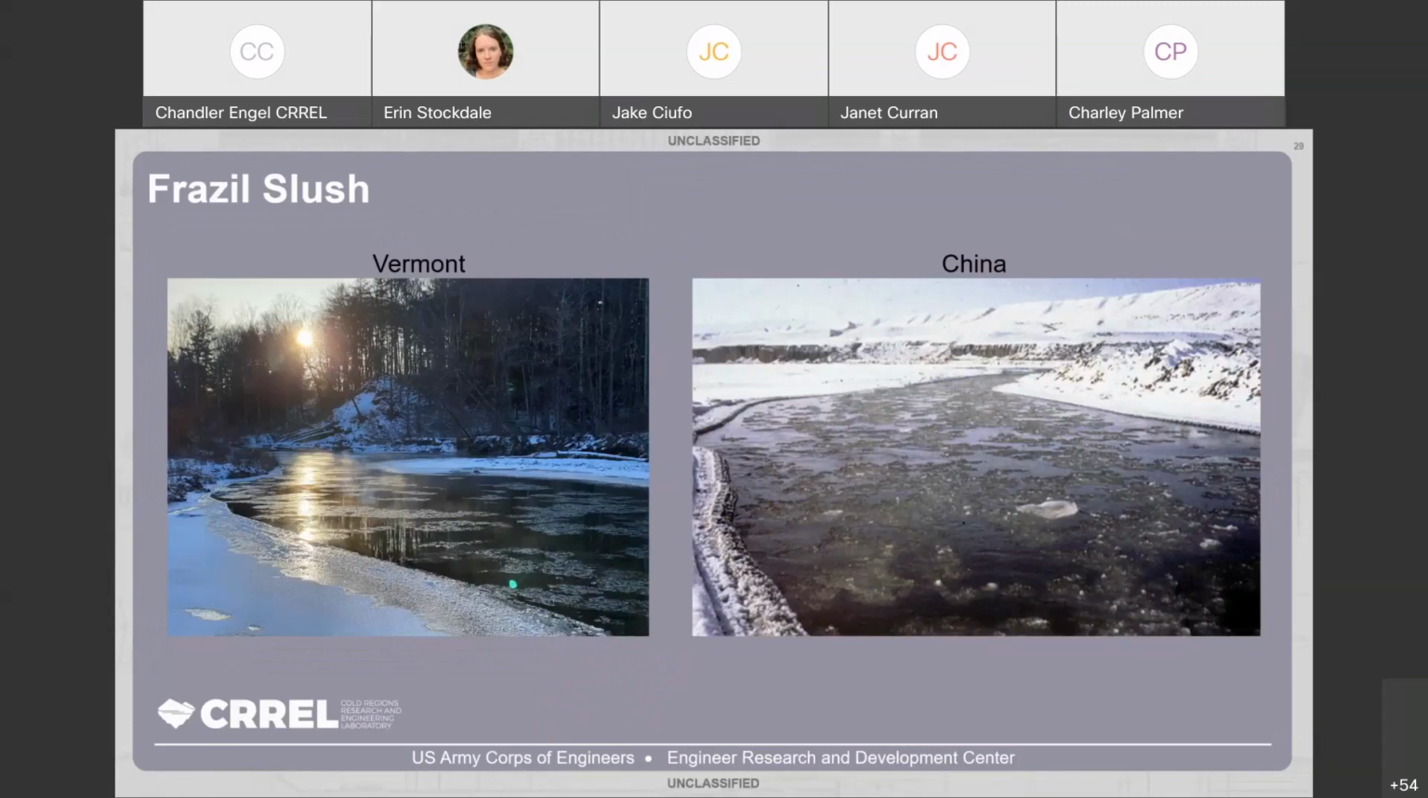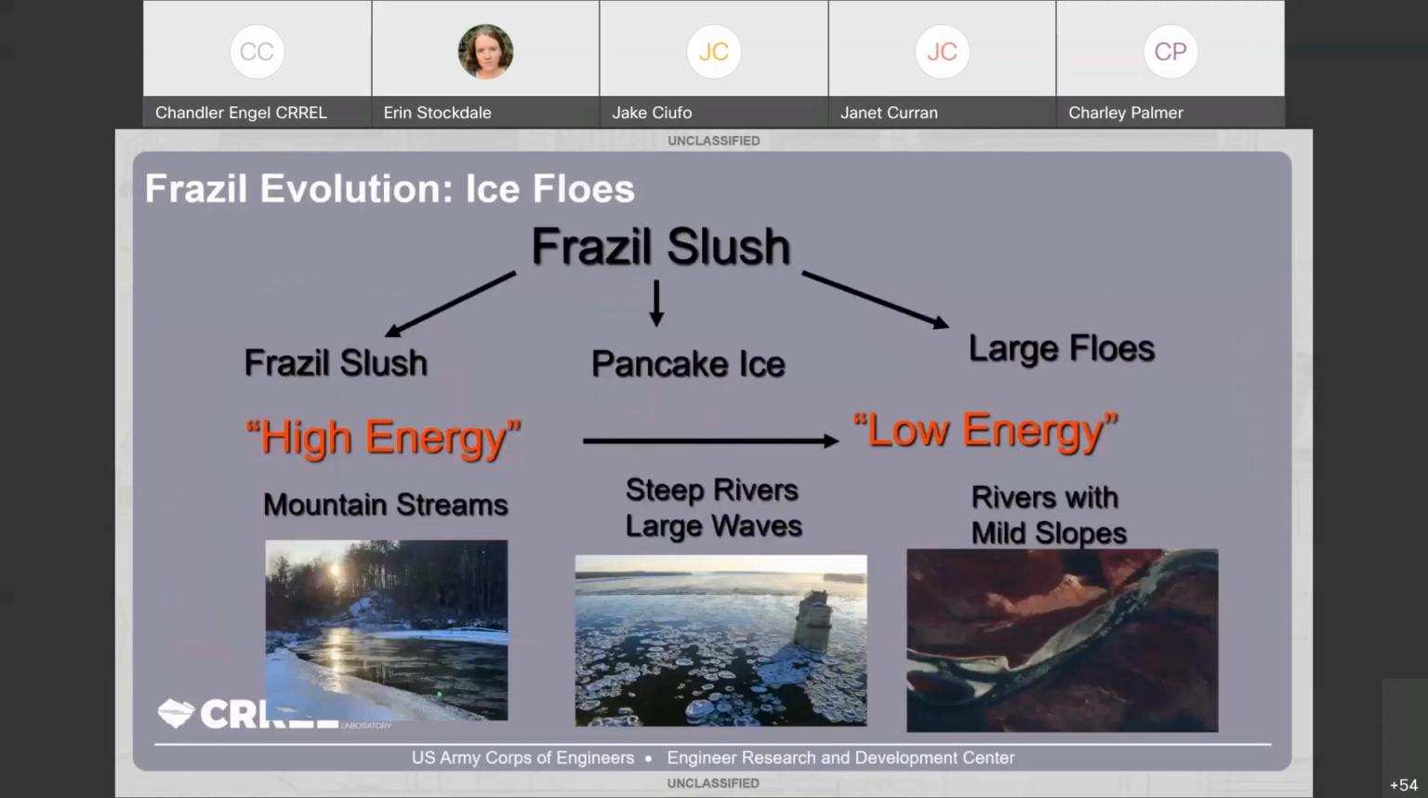So this kind of manifests as what we call Frazil slush, and these are just a couple examples that should be pretty familiar to anybody who's looked at rivers, particularly on very frigid days. These are flocks of ice that are loosely connected, and if you reached in and scooped them out, it'd have a coarse, granular structure, kind of look like slush. So these are just some examples of a stream in Vermont and a stream in China. You can see a lot of similarities, just these loose flocks.